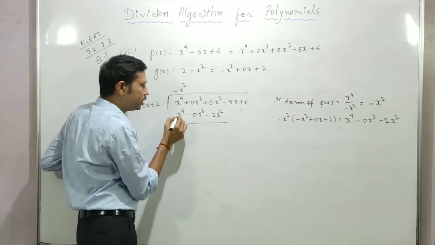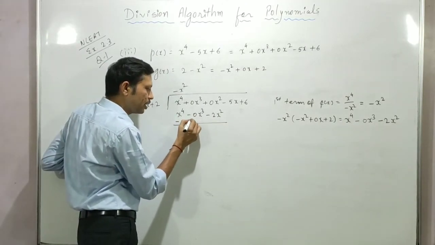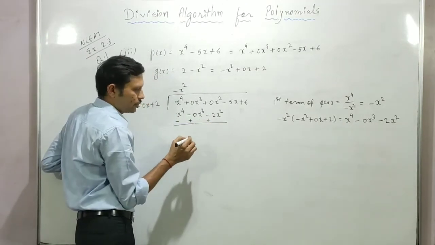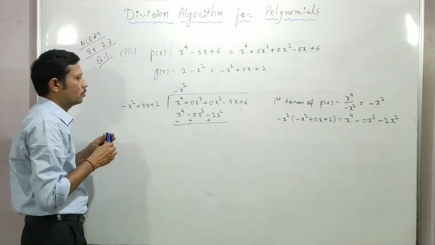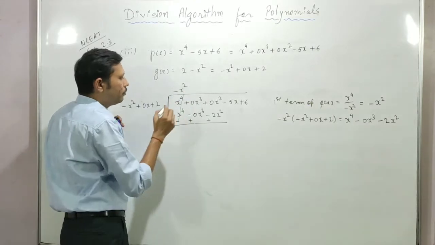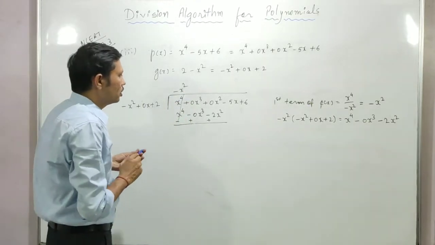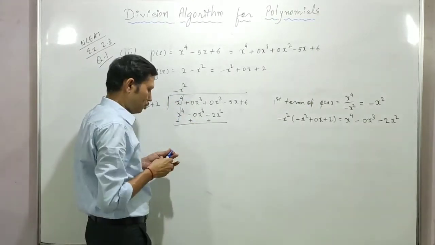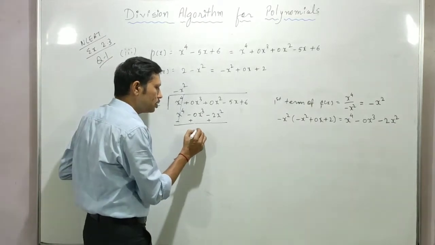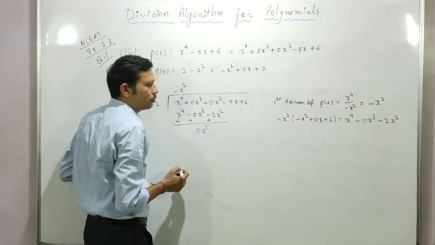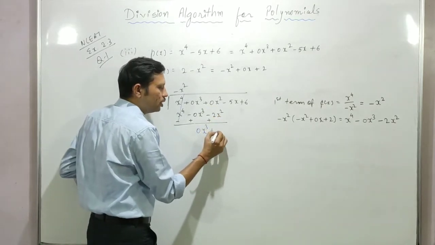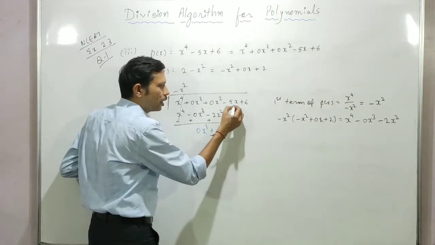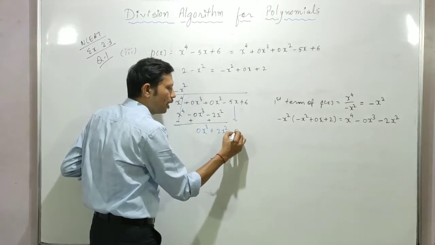Now this is subtracted, so plus becomes minus, minus becomes plus, and minus becomes plus. This one will be cancelled out. Now after this, these both terms are 0, so we simply write down 0x cube. Here it's 0x square, so we write down only this one, plus 2x square, and carry the one term, minus 5x.